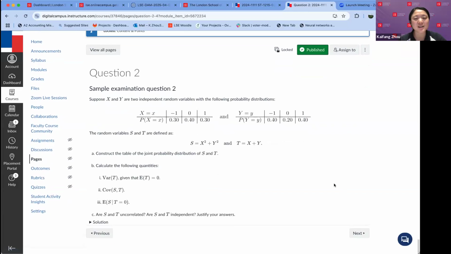So this question is a different way, okay? Instead of giving you the joint probability table, in this case, we'll do it the other way around. We'll give you the marginal distribution, okay? We'll give you the marginal distribution of x and y. And then we define the new random variable x and t. And then we'll ask you to construct the table, the joint probability distribution for x and t.